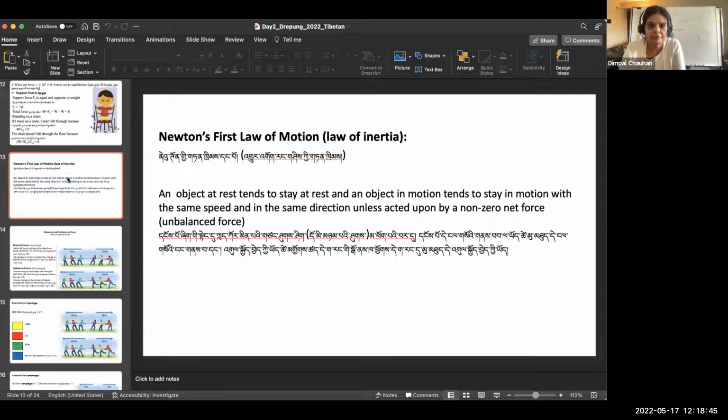Now let's do the first law of motion. So if an object is at rest, it will stay at rest, or if it is moving, it will keep moving unless and until a non-zero net force is applied.